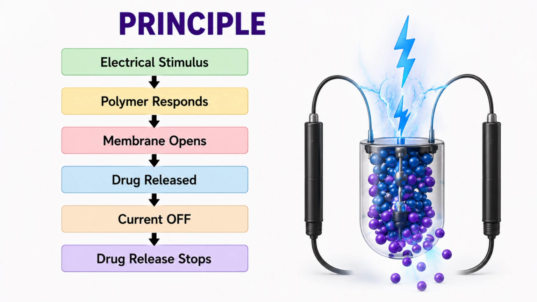Remember this sequence: electric current, polymer response, the membrane opens and the drug is released. Current off, drug release stops. This is the simple sequence.